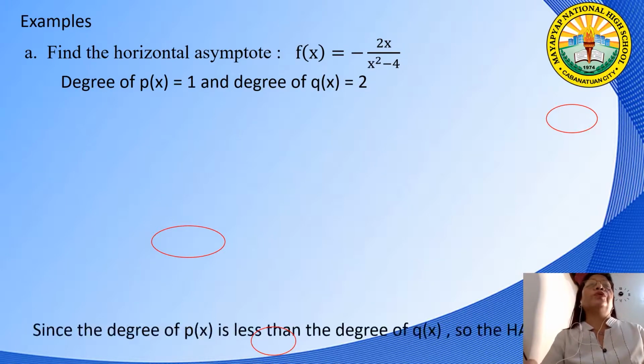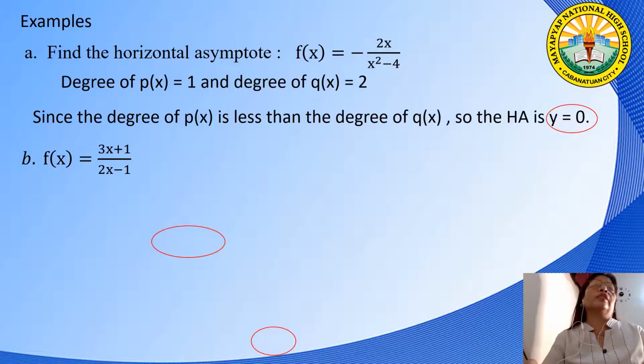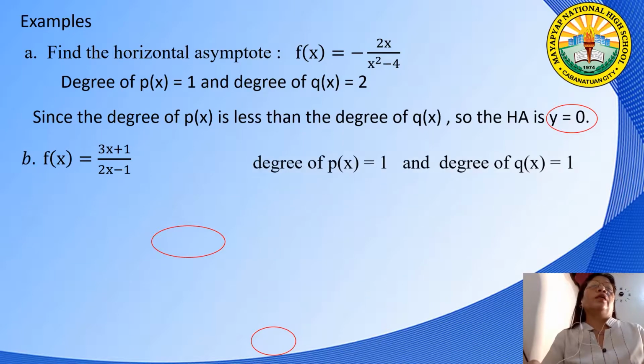So therefore, if the degree of p of x is less than the degree of q of x, the horizontal asymptote is equal to 0. Another example, f of x equals 3x plus 1 over 2x minus 1. So, the degree of p of x is 1. That is 3x, whose exponent is 1. Then the denominator, we have 2x minus 1. The degree is also equal to 1.